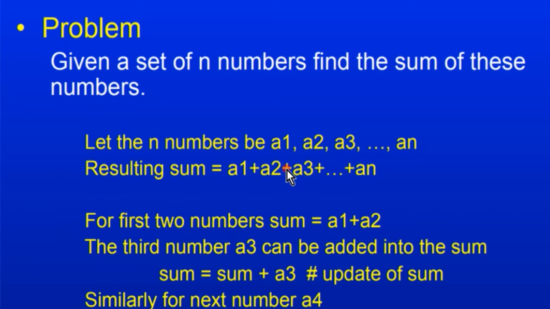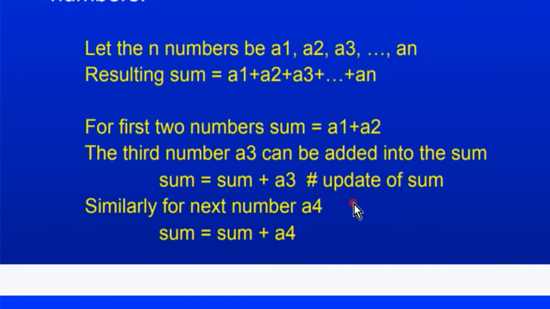We don't know which numbers are given, so for that purpose we are taking them as a1, that is number 1, number 2, number 3, and so on, number n. The resulting sum is a1 plus a2 plus a3 and so on plus an. For the first two numbers, the sum is a1 plus a2, correct?